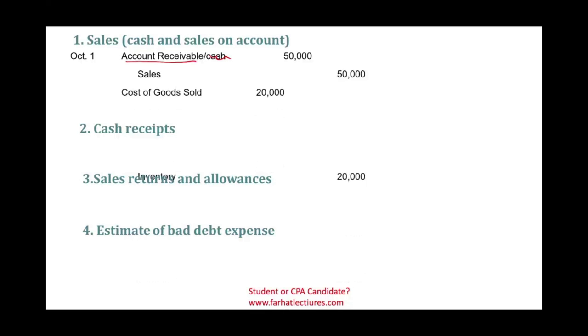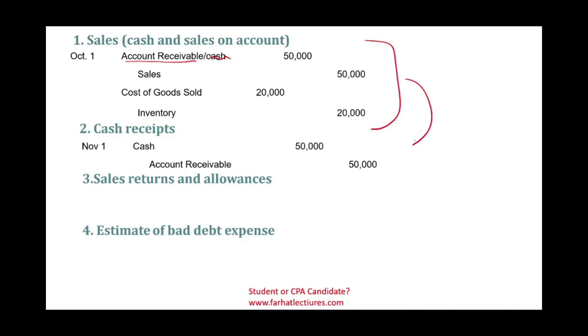Now also, if we manufactured the product or if we purchased it, we're going to debit cost of goods sold and credit inventory. This is for the sale. And if life is good, we would receive the money. We debit cash, credit account receivable. If life is perfect, this is the whole revenue cycle. We sell on account, then we receive cash. But that's not what really happens.